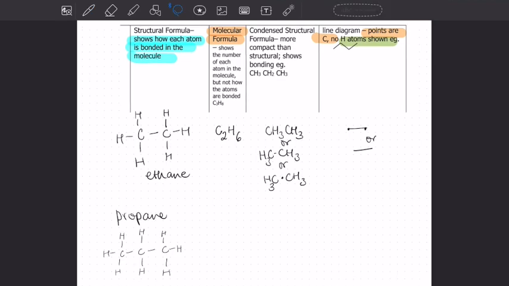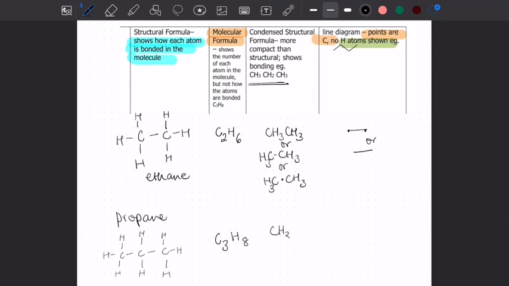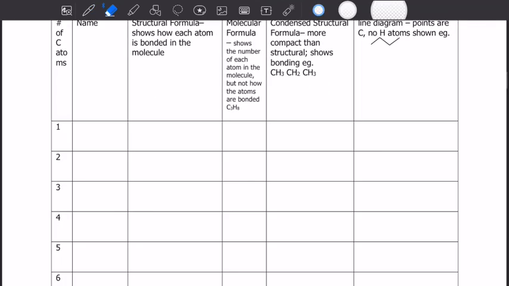Propane, we write the molecular formula as C3H8. You can write the condensed structural formula using dots or lines or nothing in between. And you can draw a line diagram in this zigzag shape. The reason for this zigzag shape is the 3D geometry around each carbon atom. So remember that each carbon atom has a tetrahedral geometry. We are not showing the hydrogens, only the carbons. So continuing with this idea, let us fill in this table.